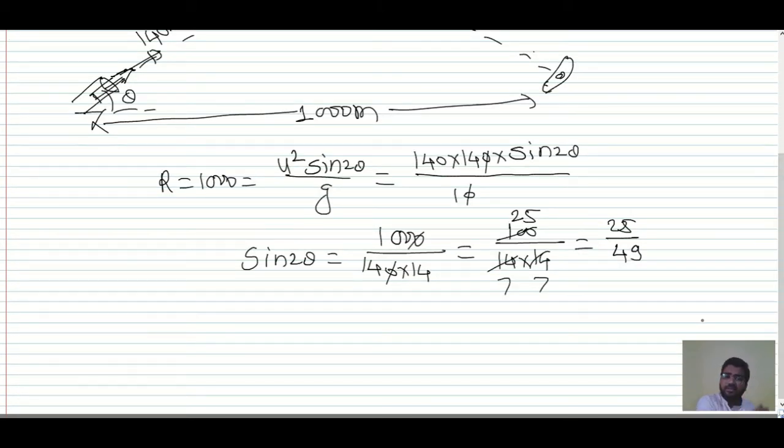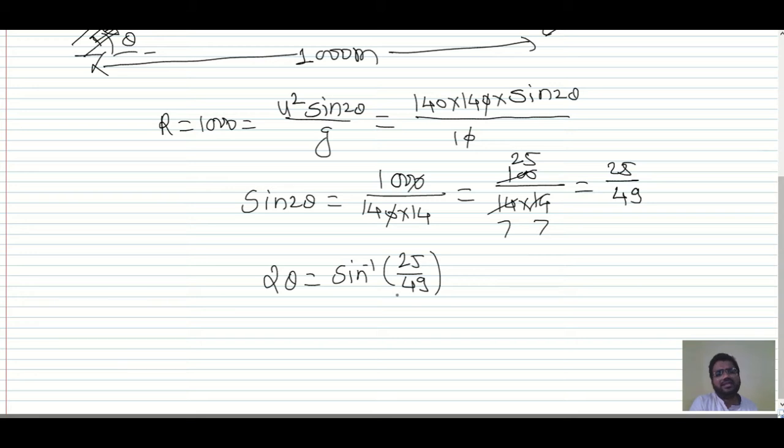25 divided by 49, and 2 theta will then be sine inverse of 25 divided by 49, and we can say this is approximately 1 by 2, isn't it? 25 2s are, so this is approximately 1 by 2, which indicates it is approximately 30 degree. So theta we have is 15 degree.